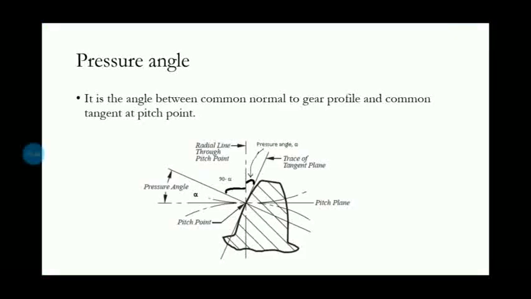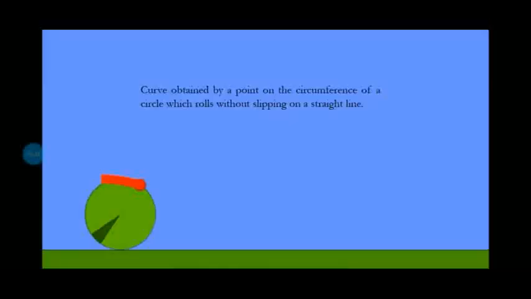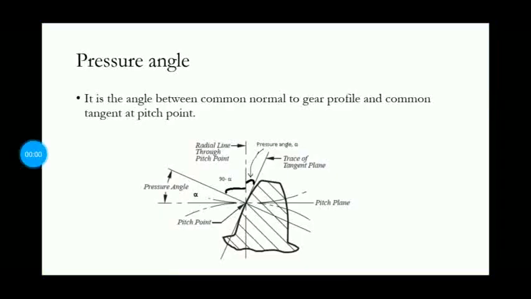How will you define? It is a curve generated by a point on the circumference of a circle which rolls without slipping on a straight line. Please note the definition. Curve obtained by a point on the circumference of a circle which rolls without slipping on a straight line. So this is called a cycloidal profile. These are the important profiles used for gear teeth making.